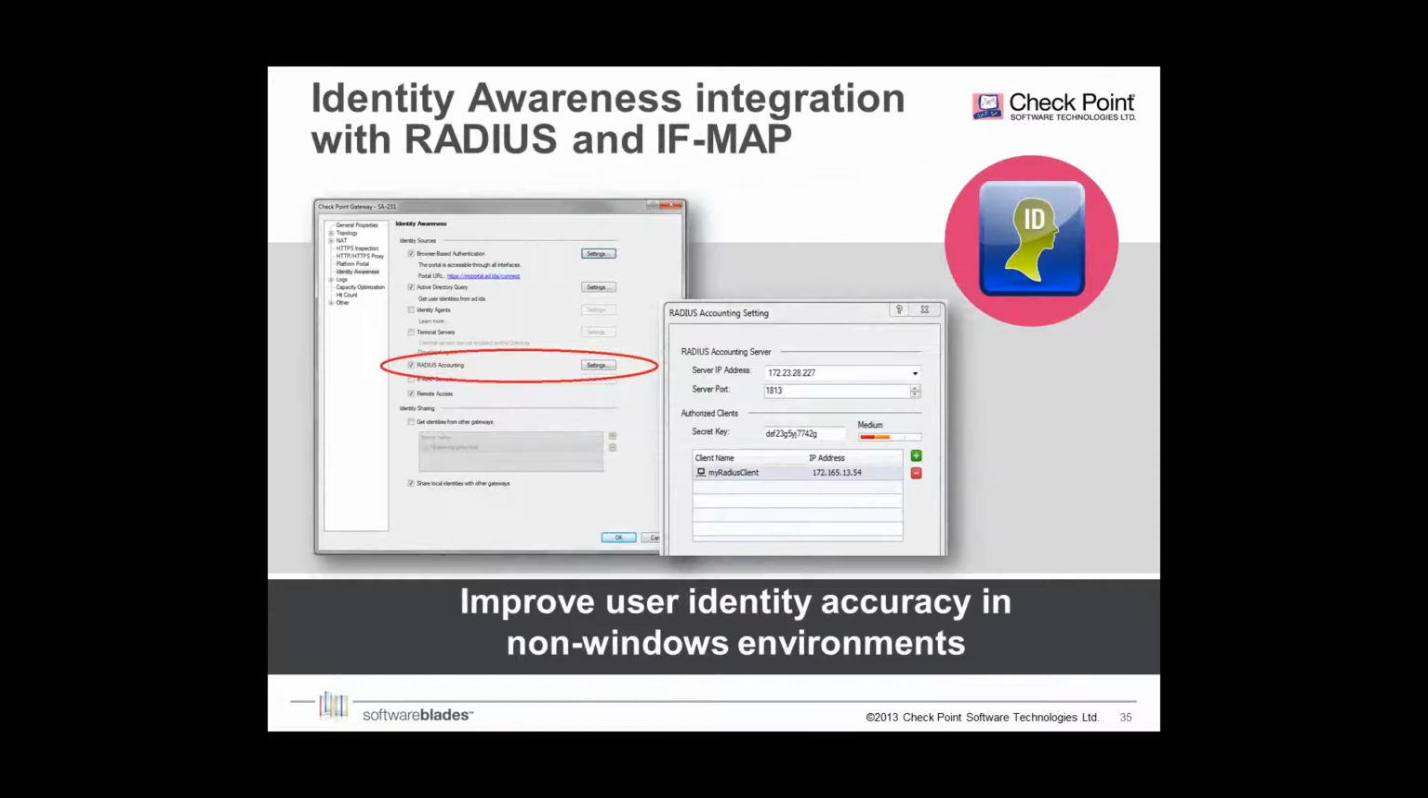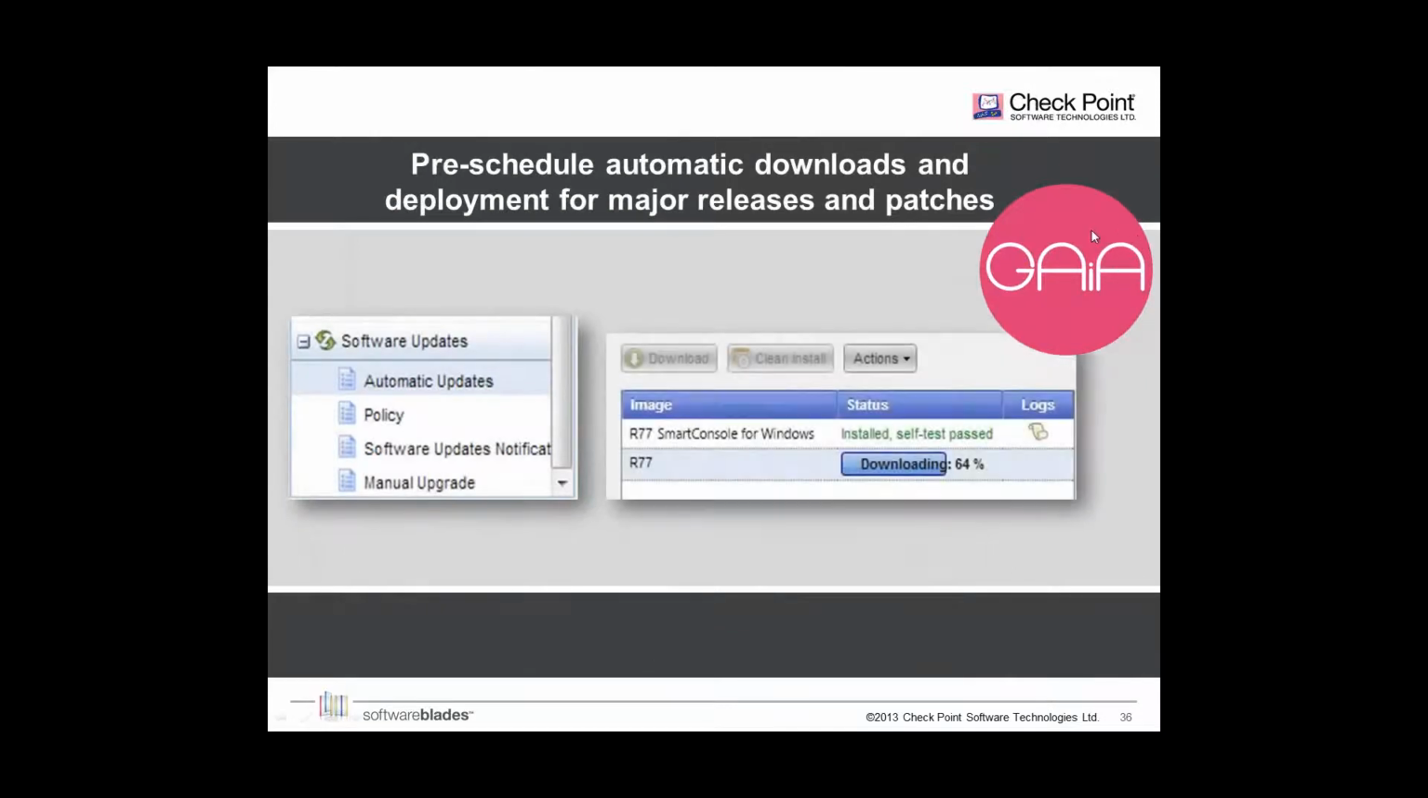If you wish, you can share that RADIUS accounting information with us. The Checkpoint gateway can then pick up the user acquisition. It may be for non-Windows environments, it may be for Linux environments, it may be for guest users, whatever it might be. We can now pick up that information as well.